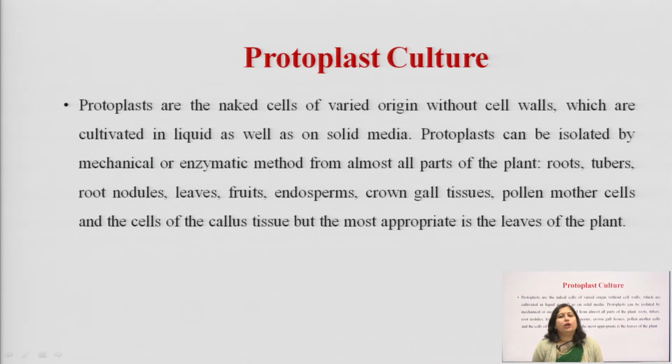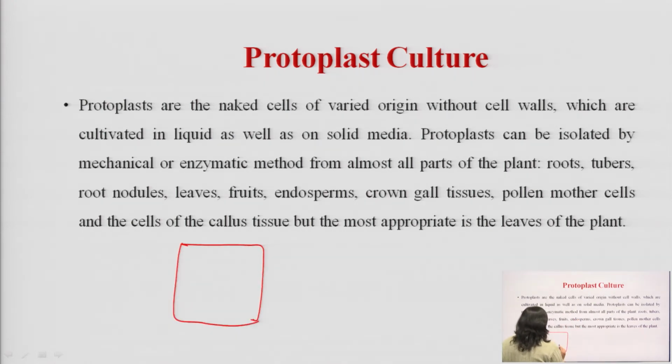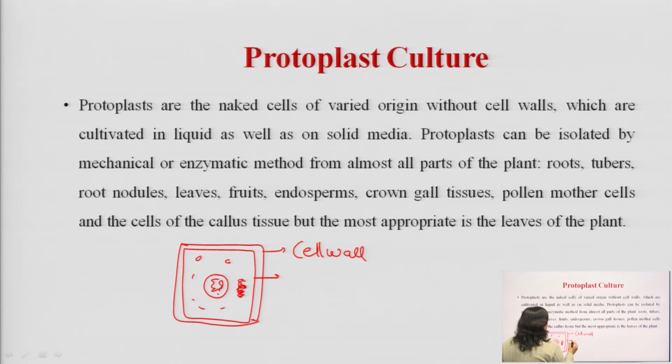And now we come to an important type of culture, which is the protoplast culture. Now, what is a protoplast? In a normal plant cell, you have the nucleus and two layers of cell covering, and then many types of organelles which are present. The outermost layer is known as the cell wall, and inside it is the cell membrane.